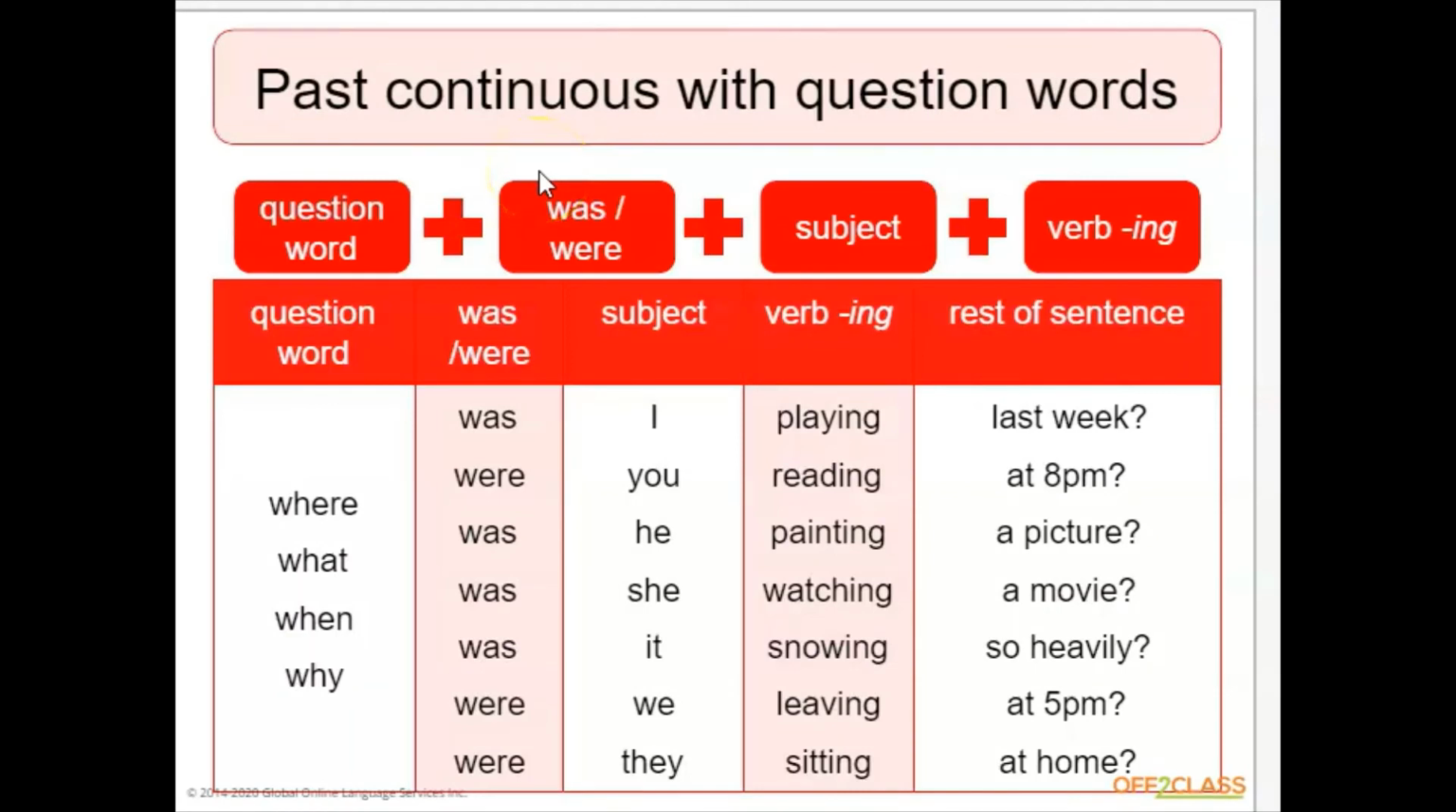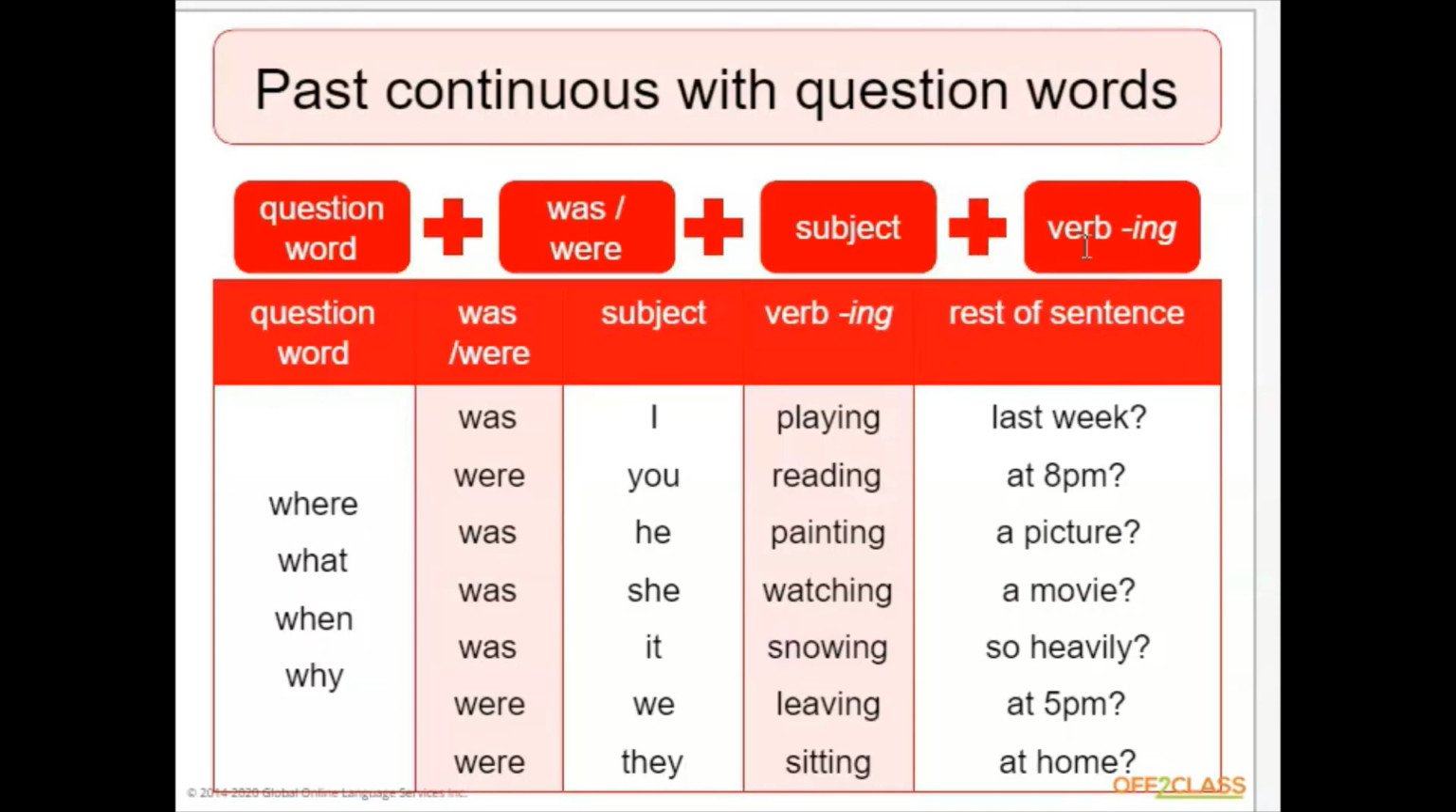Okay, finally, let's look at using the past continuous in questions. Okay, so basically, first you use the question word, right? Where, what, when, why. And then you have to invert the subject and the form of be. Okay, so first the form of be, was or were, and then the subject. Okay, and finally the verb plus ing.